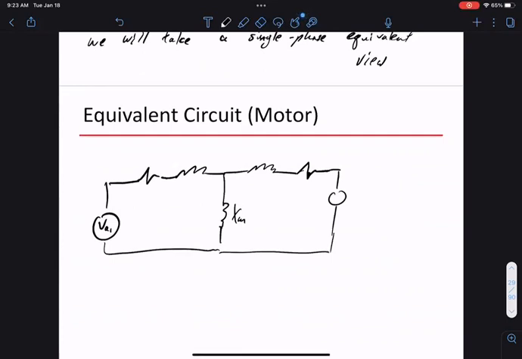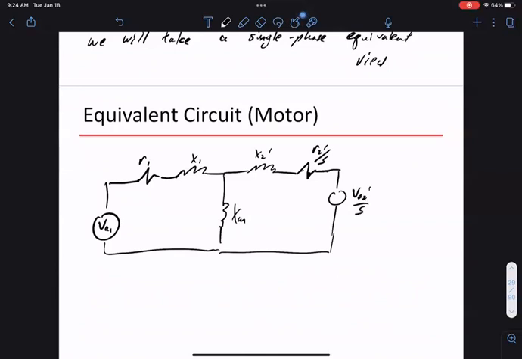Okay, so this is just a transformer circuit we've been looking at. This is an induction motor circuit that you have seen before. These are R1, X1, X2 prime, R2 prime over S, VA2 prime over S. Okay, so this is just the basic circuit we had before.